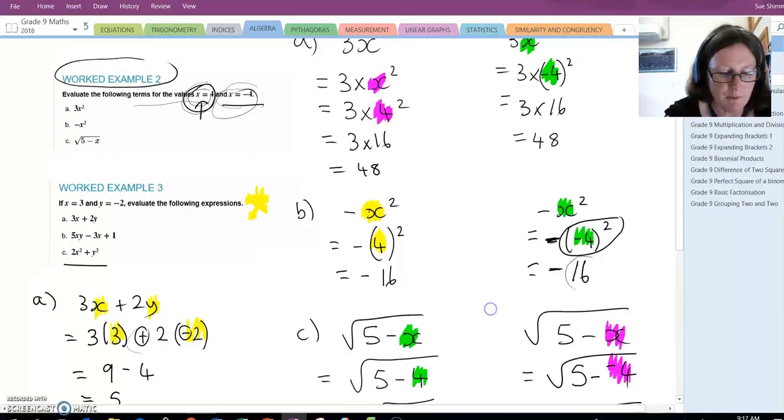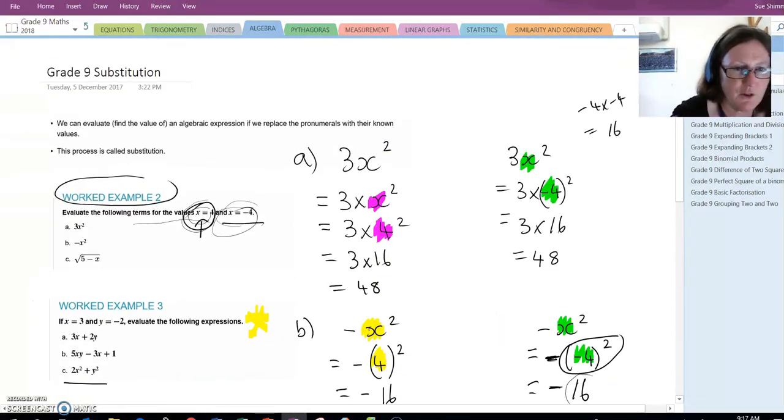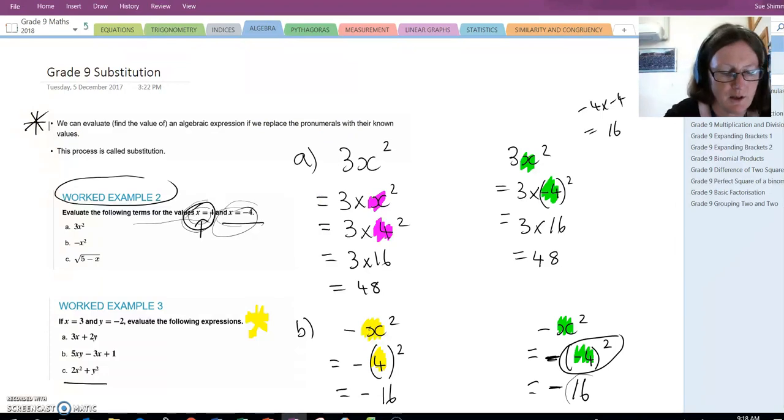So those worked examples show us substitution. Remember, in substitution we can find the value of an expression if we replace the pronumerals with given values. This process is called substitution.